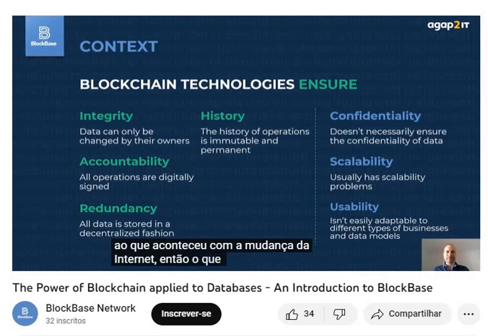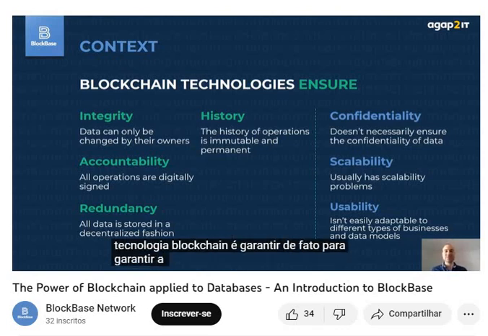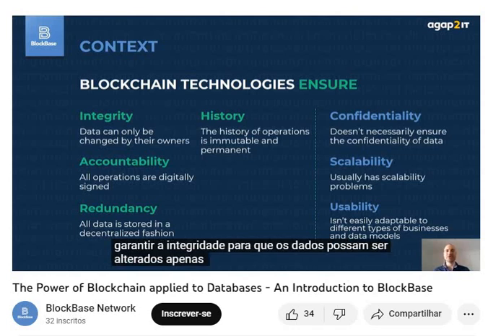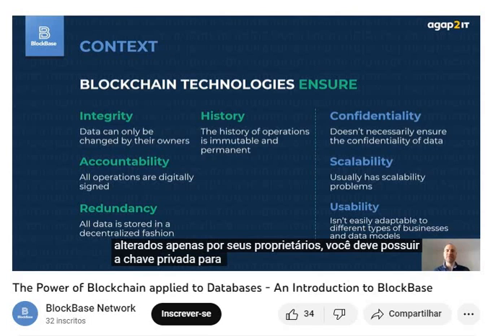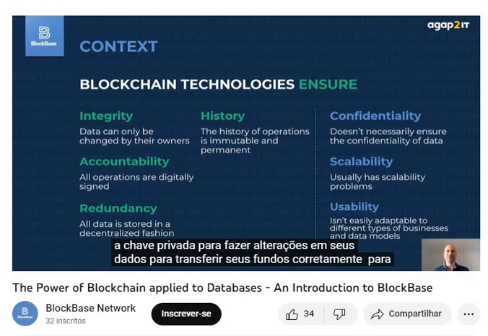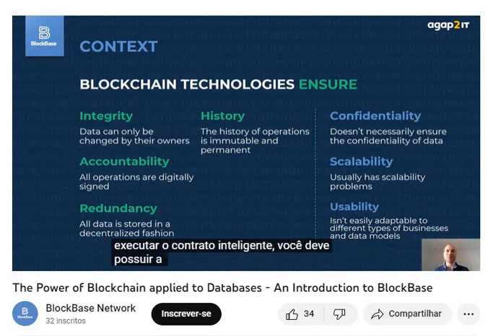So, what do blockchain technologies ensure, in fact? They ensure integrity. Data can only be changed by their owners. You have to own the private key to make changes to your data, to transfer your funds, to execute the smart contract. You have to own the key. So there's integrity there.